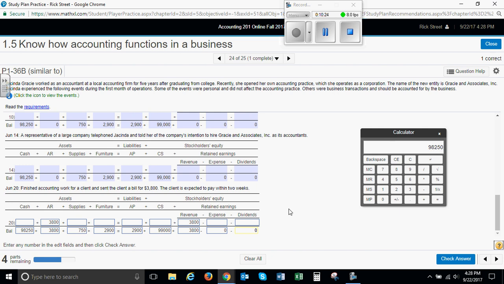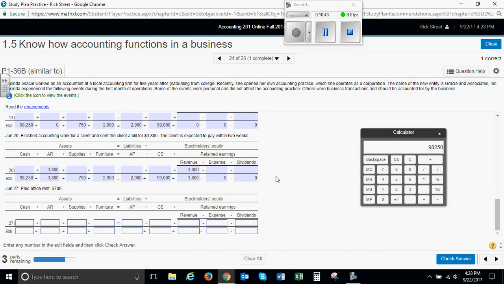Now this is kind of interesting. Most businesses do have expenses before they generate revenues, but in this case it's a service business, and it's possible to go out and perform some service previous to an expense actually being incurred. Let's check our answer. It's looking good.